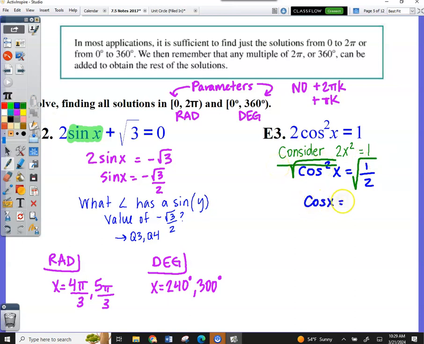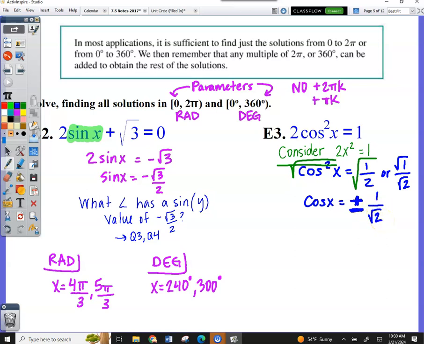So cosine x equals, but you've got to remember, if you square root, the next line better have a positive or negative. Because now what's happened is we don't know where that 1/2 came from, if it came from a positive times a positive or a negative times a negative. And then to take the square root of that is the same thing as the square root of 1 over the square root of 2, which means you can square root the 1. So that's 1 over square root 2.